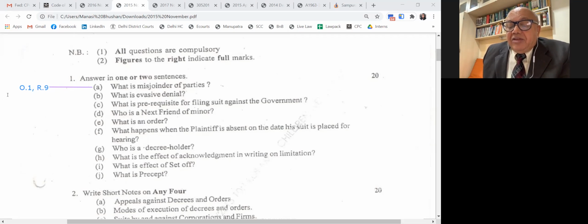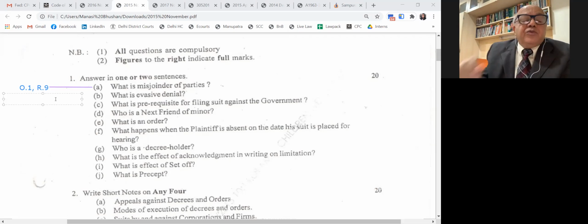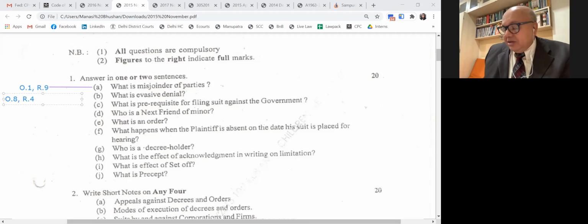Then, what is an evasive denial? The defendant has a right to file a written statement within 1 month and maximum 90 days. His defenses must be very accurate, denying allegations correctly. Evasive denials are dealt with under Order 8, Rule 4. Evasive denial is no denial. Denial must be very accurate and specific. Order 8, Rule 4, check it now.